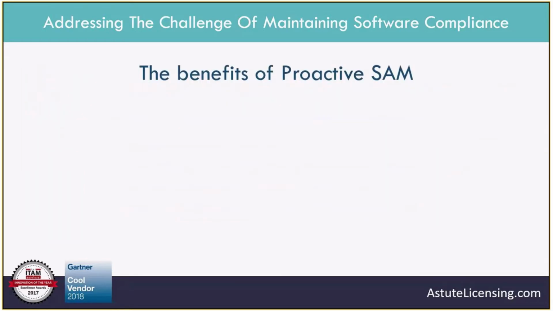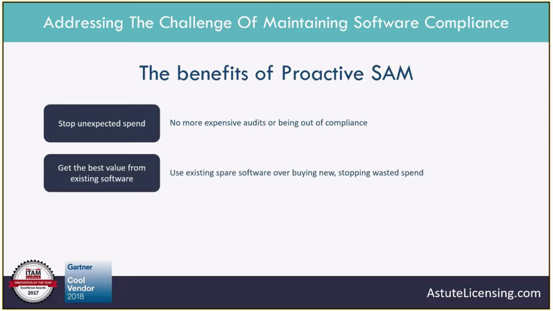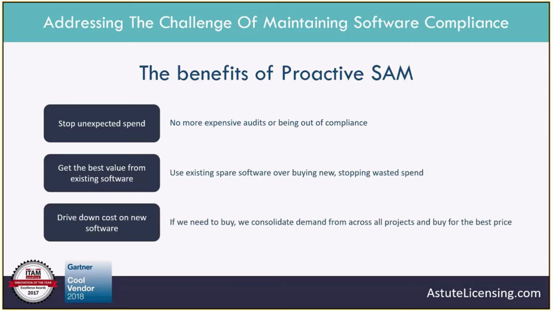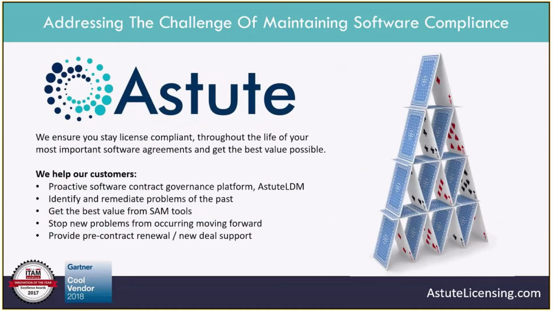So what are the benefits of proactive SAM as a whole? We stop unexpected spend, we get the best value from your existing software, and we drive down costs on new software. And these are really the benefits of proactive SAM, proactive IT asset management, and software governance as a whole. So at Astute, we help customers achieve this. We make it simple for you to create this software governance model that can control the most expensive software in your organization to ensure that you have no compliance problems again.